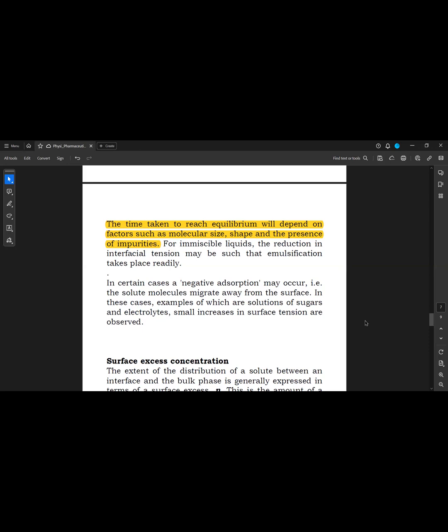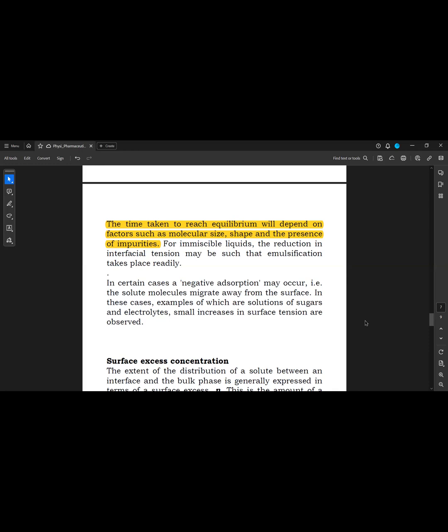So if these molecules migrate away from the surface, it means they are working vice versa, because usually surfactants work to reduce surface tension. If the surfactants are on top and then they are moving away from the surface, that is called negative adsorption. So in such cases, small increases in the surface tension will be observed.